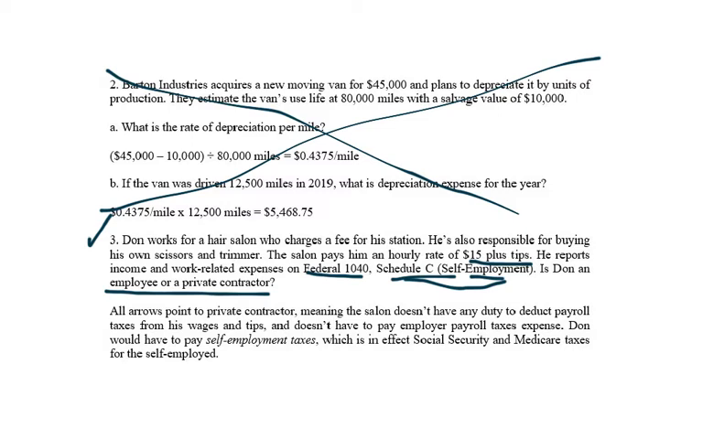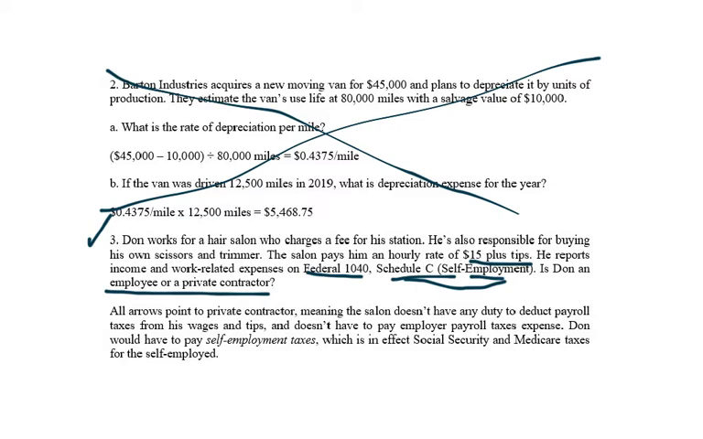Now, if instead of his income being reported this way, it was being reported by us to the federal government, we would start to think, even though he has some work-related expenses, that he's an employee. But once you cross that line over to Schedule C, you're definitely a private contractor at that point.